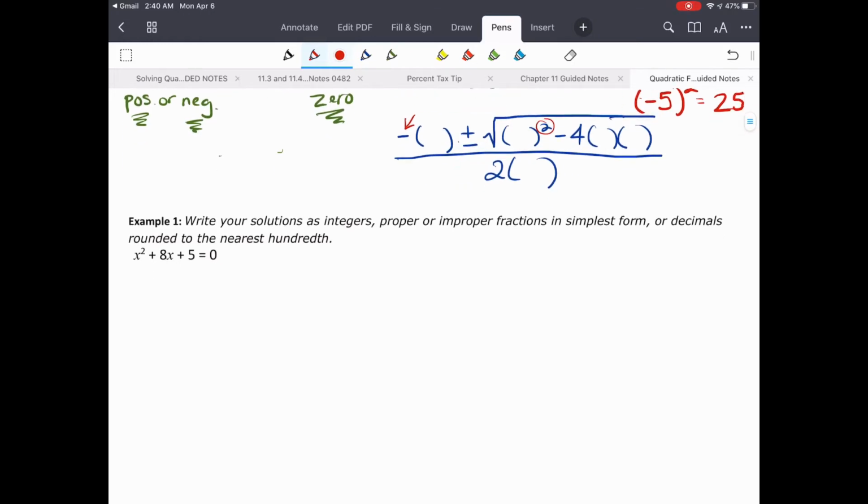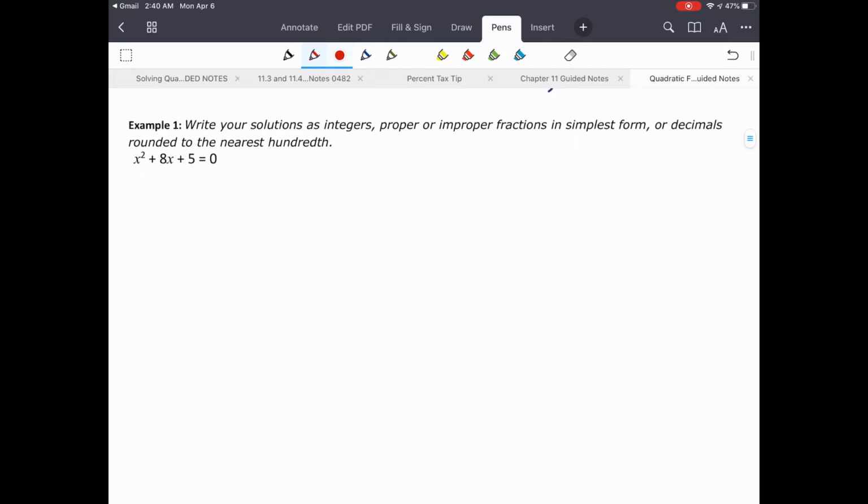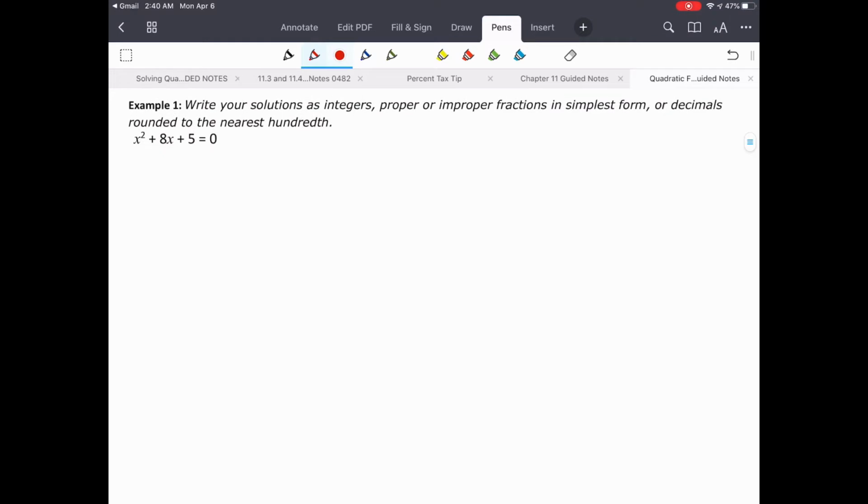All right, so let's get to our first example here. And let me read the directions. It says, write your solutions as integers. That just means as positive or negative numbers. Proper or improper fractions are fine, in simplest form, or decimals, rounded to the nearest hundredth.